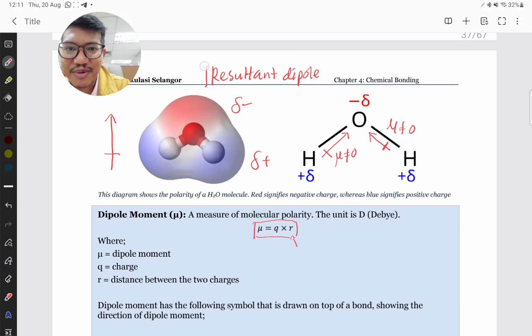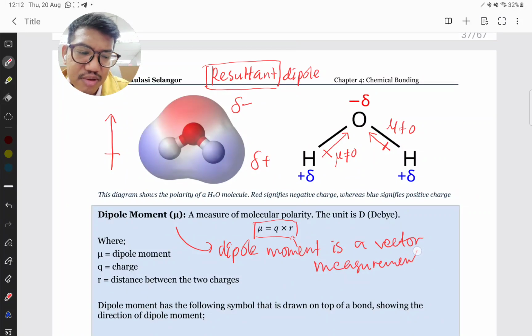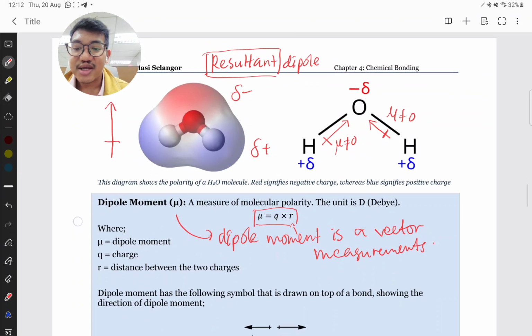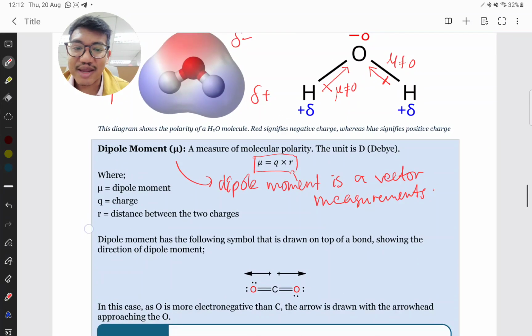And the reason why we use the word resultant, as you are familiar in physics, resultant usually uses vectors, something that requires vectors, because dipole moment is a vector measurement. Okay, so it's a vector measurement, and because of that, the direction or the shape of the molecule is very important.